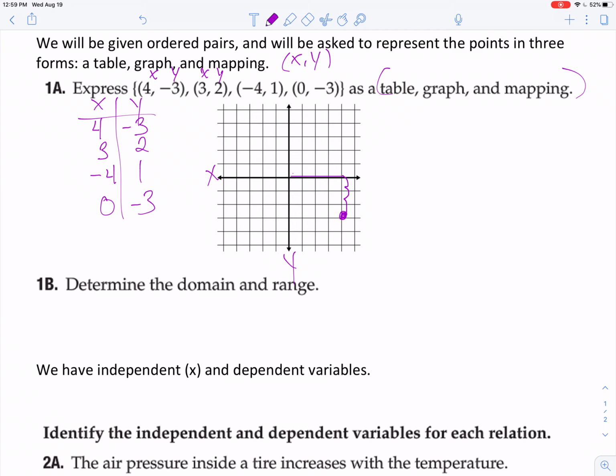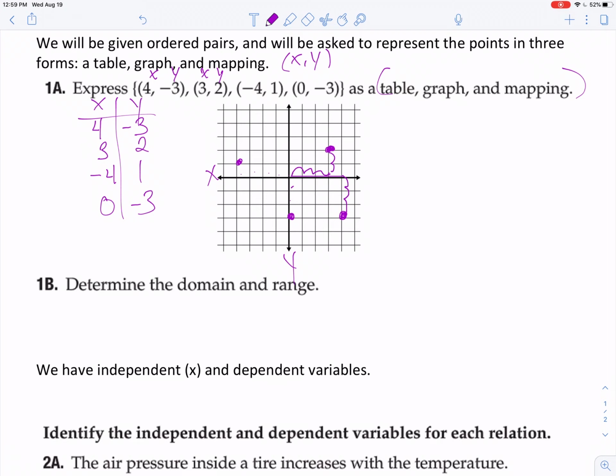Okay. Now try the next point. 3, 2 means go right 3, 1, 2, 3, up 2, 1, 2. Put your point there. -4, 1 means go over 4, 1, 2, 3, 4, up 1. Notice since it was negative, I went left. 0, -3, that means go left and right 0, go down 3 since it's negative. Like so.